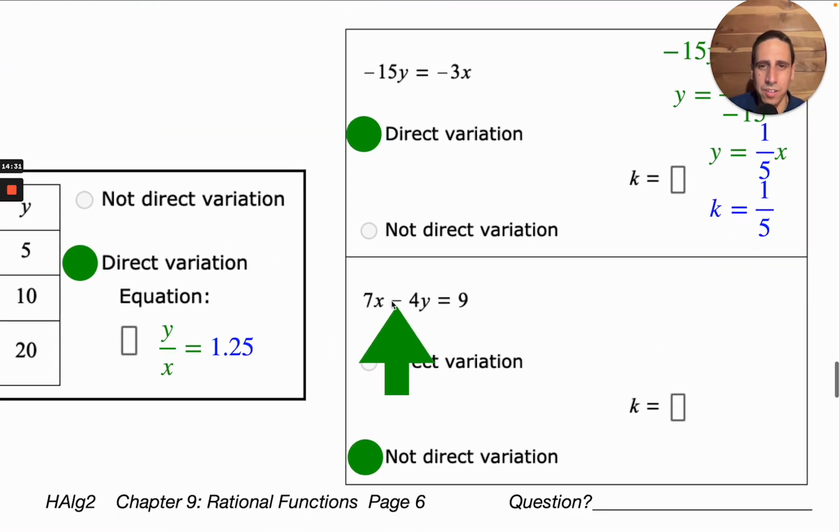Let's look at this one. Wait, subtraction? Hold the phone. Get out of here. No way. I'm not doing any math. This is not direct variation. You can't have subtraction in any kind of a variation equation. Not happening. There's only multiplication or division.